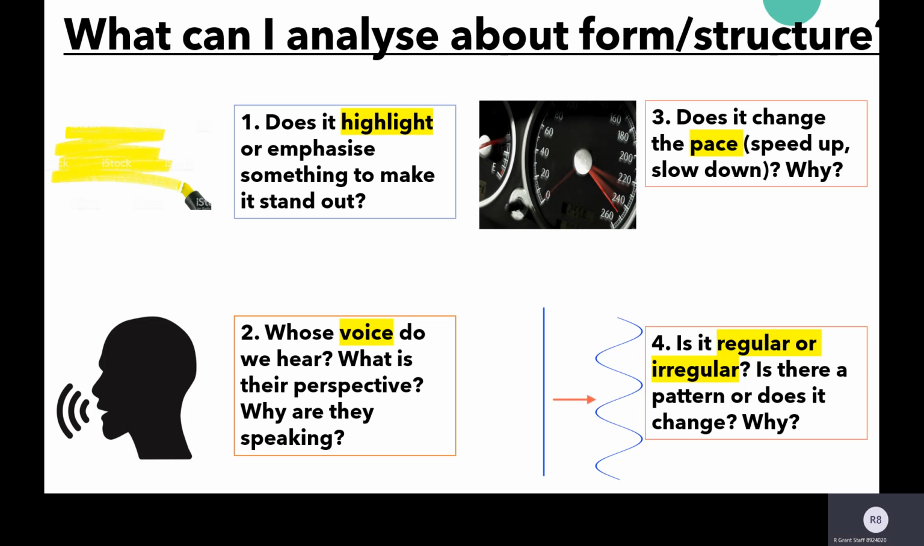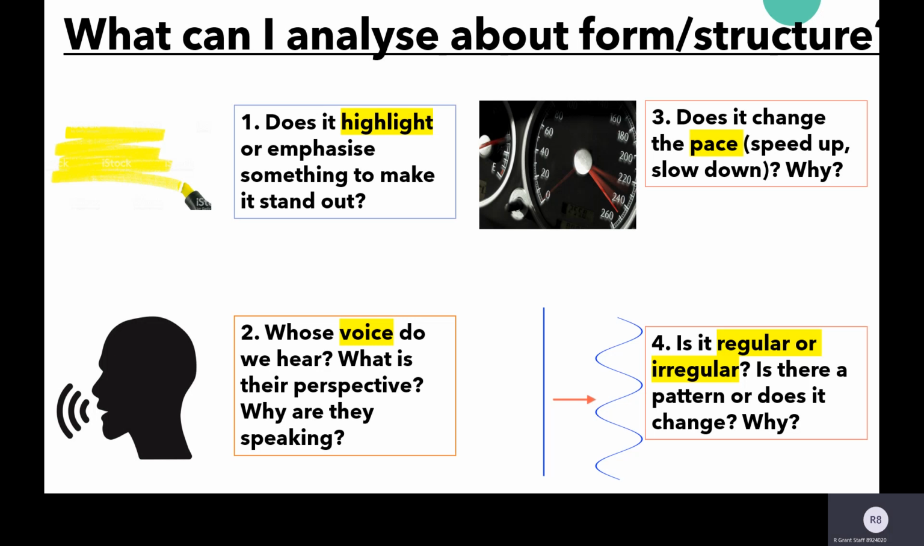Number 3, does it change the pace? Does it speed things up, slow things down, and why? This is a good question to ask yourself in reference to enjambment or a caesura. If there's any stanzas in there, if there's any separation between the stanzas, is it speeding it up to show you a barrage of thoughts that the narrator is having, or does it slow it down to make you really think about a particular point?